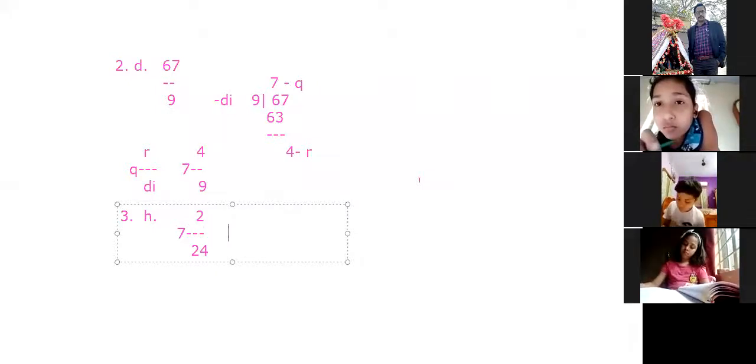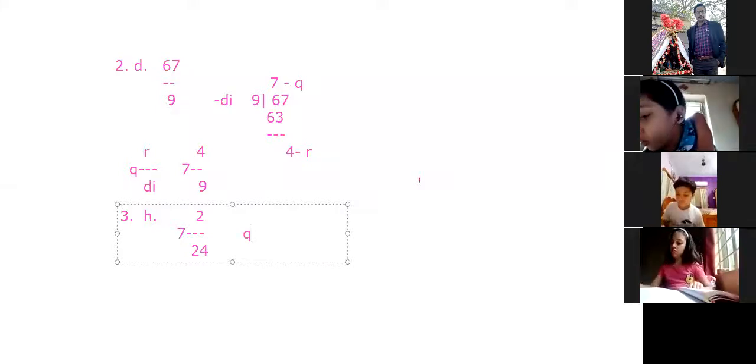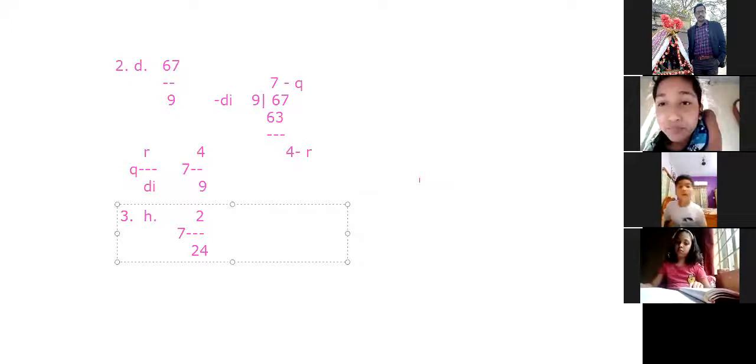I told you the formula. I'm going to write it again. Quotient... sorry. The whole number. First one is the denominator.